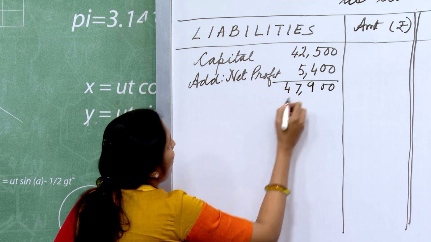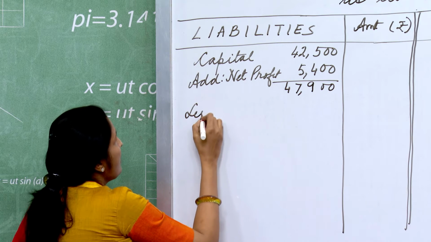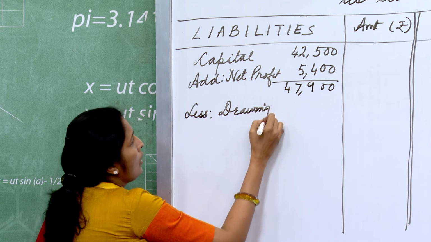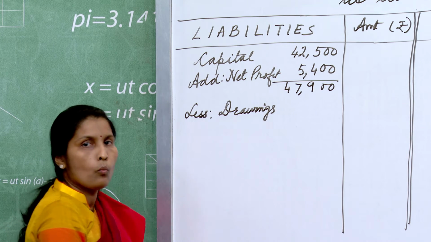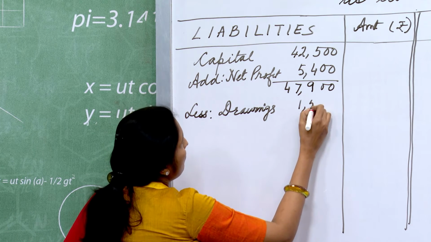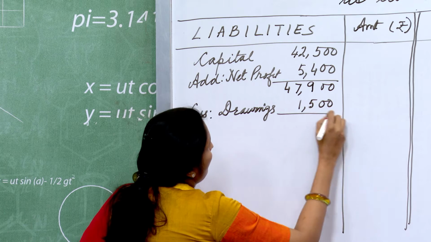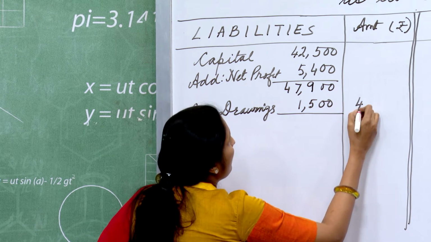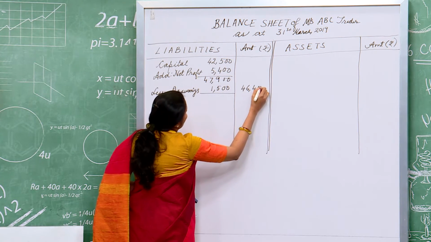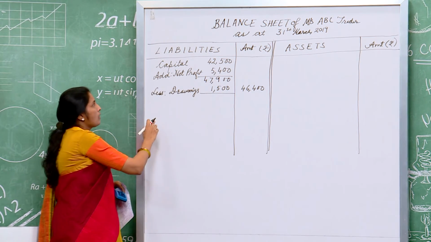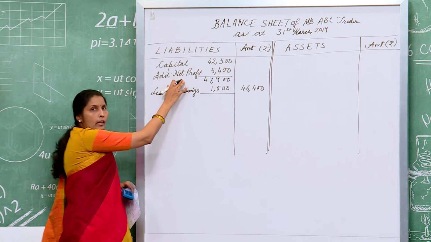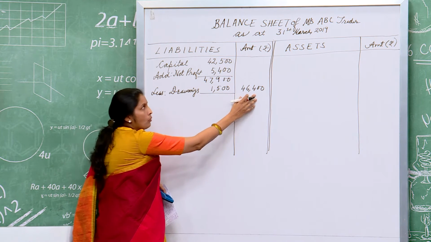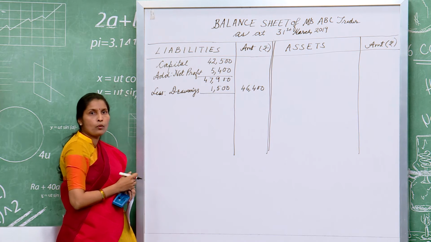This is 47,900. Less, we'll have drawings. The amount of drawings given to us is 1,500. So what goes to the outer column is 46,400. I hope this part is clear. To get the capital, we have added net profit, and then we have deducted drawings from that, and it goes to the outer amount column, 46,400.